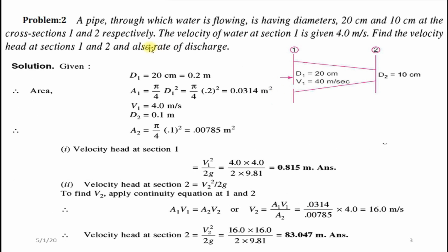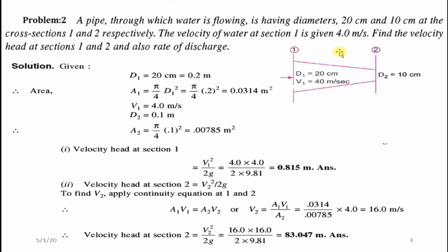Now we will see the second problem. A pipe through which water is flowing is having diameter 20 cm and 10 cm at the cross sections 1 and 2 respectively. The velocity of water at section 1 is given 4 meter per second. Find the velocity head at sections 1 and 2 and also rate of discharge. So a tapered pipe is given here. By looking at the diameters 20 cm and 10 cm, we can say it is a tapered pipe having varying cross section.